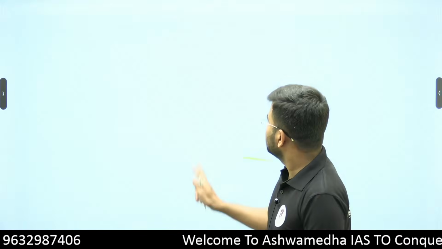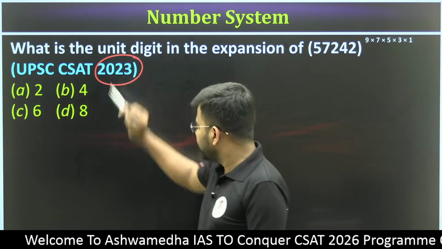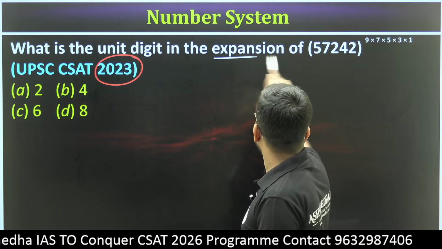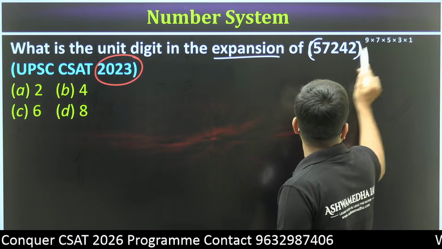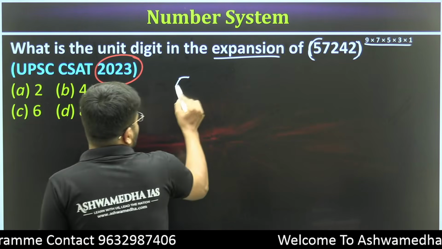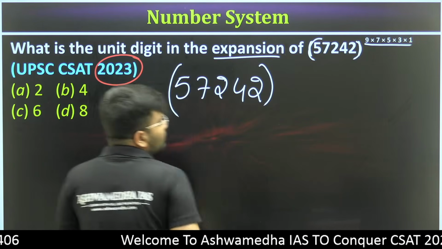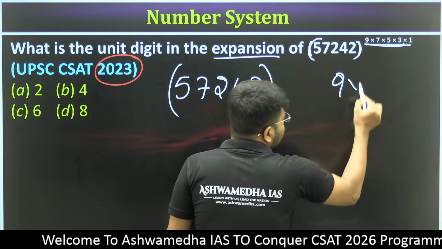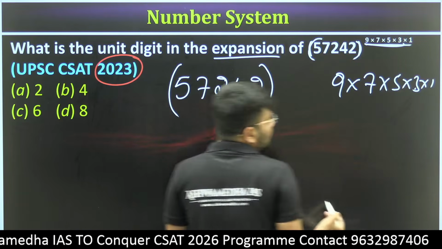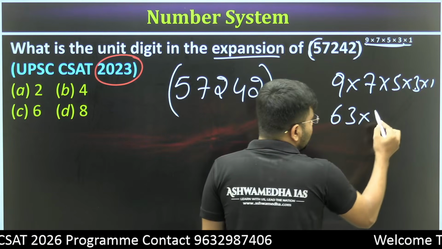Next question. This unit digit question appeared in the 2023 question paper. Let's see, what is the unit digit in the expansion of 5742 whole to the power of 9 into 7 into 5 into 3 into 1? That means you are supposed to take 5742 whole to the power of, multiply this, 9 into 7 into 5 into 3 into 1. 5 3s are 15. 15, 9 7s are 63. 63 into 15.